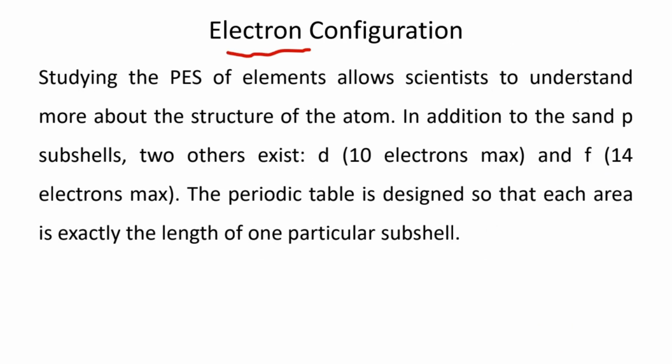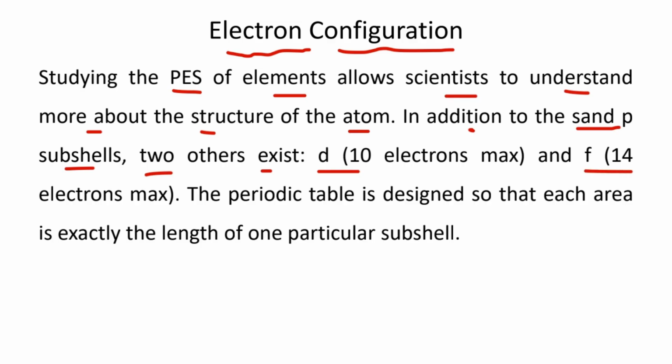Now we are going to start studying the electron configuration in order to solve the PES questions more properly. Studying the PES of elements allows scientists to understand more about the structure of the atom. In addition to the s and p subshells, 2 others exist. D holds 10 electrons and F holds 14 electrons max. The periodic table is designed so that each area is exactly the length of one particular subshell.